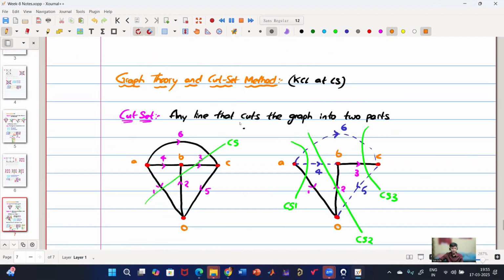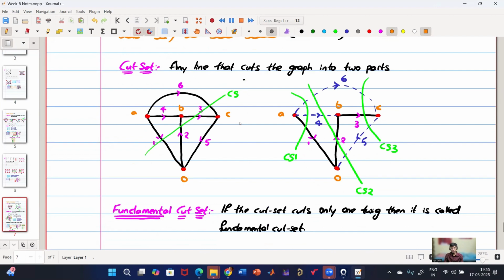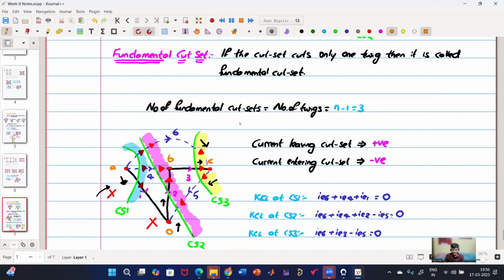So now we have learned about the cut set method, where we have learned about cut set, which is any line that cuts the graph into two parts. But there is something called fundamental cut set, which will cut only one twig. So number of fundamental cut sets will be number of twigs. So here we have 3 twigs, so there are 3 cut sets. Now we have to apply KCL at the cut set, and current leaving the cut set is positive, current entering the cut set is negative.